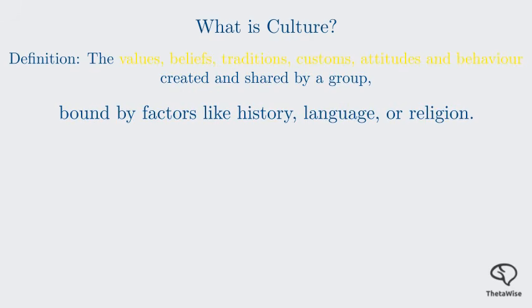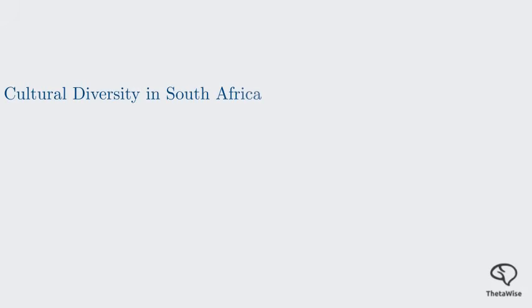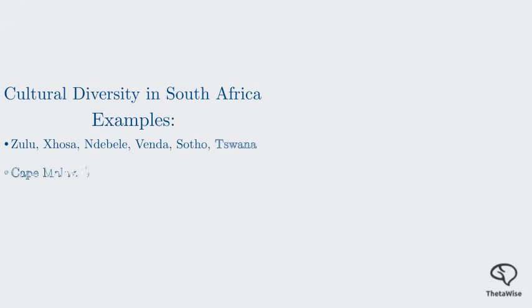It's all the things that make a group of people distinct, from their food and music to their stories and ceremonies. South Africa is known as the Rainbow Nation for a reason. It is incredibly culturally diverse. We have 11 official languages and countless different cultures, traditions, and customs, all living together. From the vibrant music and dance of the Zulu and Xhosa people, to the intricate beadwork of the Ndebele, to the colorful food of the Cape Malay community, our country is a tapestry of different heritages. Each culture contributes its own unique richness to our national identity. It's this blend of cultures that gives our country its special character.